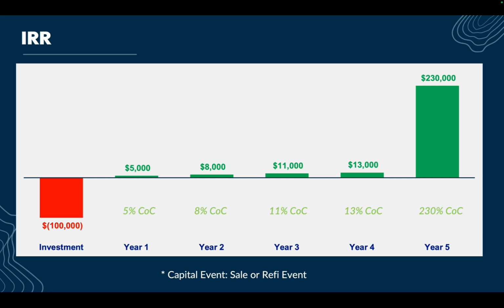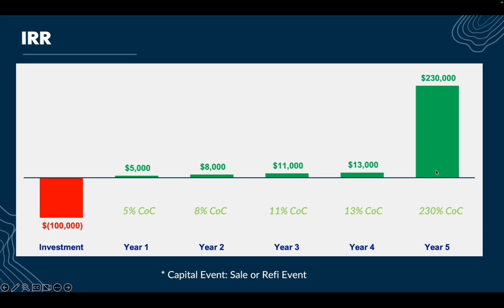So the better way to describe IRR is if you look at these cash flows, this is a typical real estate deal. You're going to have your investment. In this case, it's $100,000. And then every year you have some distributions. Year one, you have $5,000. So that's a 5% gain, 5% return for that year. Year two, you have $8,000. So that's an 8% return for that year, 8,000 divided by 100,000. Year three, you have $11,000 in distributions. That's an 11% return that year, and so on and so on.